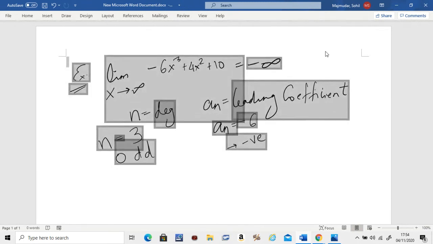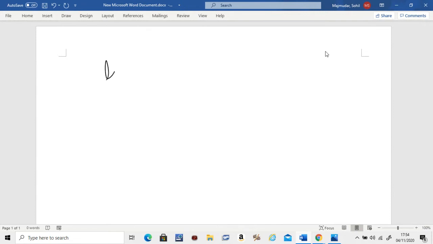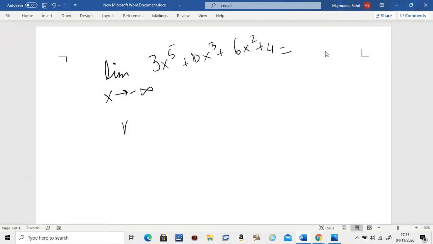All right, let's do one more. I give you limit approaching negative infinity now, something like this. The question is to find the answer here. So first find n and an. What is n over here? 5, which is odd. What is an over here? 3, right? The number before x to the 5, which is positive.